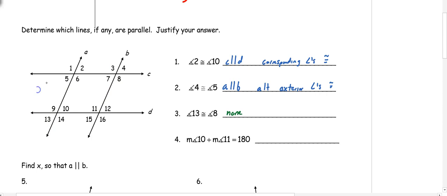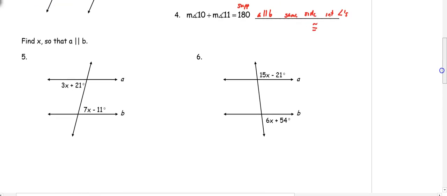In number 4, we have the measure of angle 10 plus the measure of angle 11 equals 180. So remember, if it equals 180, they are supplementary. And because they are same side interior angles, that's the relationship with those angles. So we would say that if our transversal is D, our lines then are going to be A and B. So A is parallel to B because of same side interior angles supplementary.